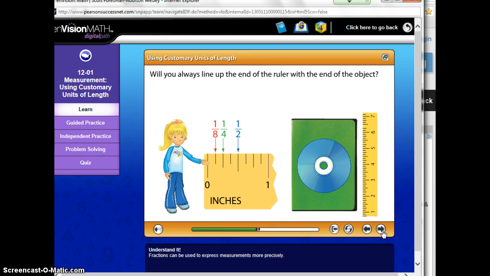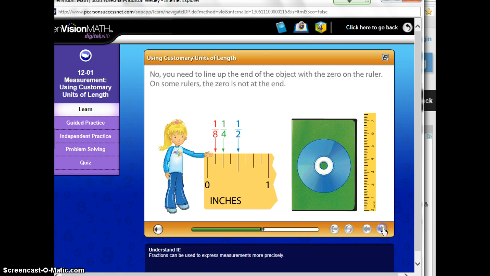Brendan, I need your eyes and your ears up here the whole entire time, okay? Oh, I need to back up here. You always need to line up the end of your ruler with the end of the object. Typically, the end of your ruler will have a 0 on it. Every once in a while, you're going to find the 0 maybe up a little ways, but for the most part, they're usually on the end.